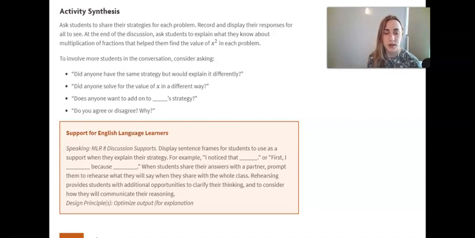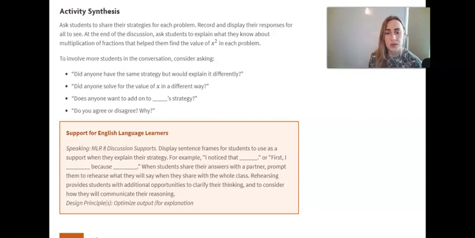When students share with a partner, you can prompt them to rehearse what they will say when they share with the whole class. And rehearsing will provide students with additional opportunities to clarify their thinking and to connect how they will communicate their reasoning. And then you can see we have some specific questions to involve more students in the conversation. For example, did anyone have the same strategy but would explain it differently?